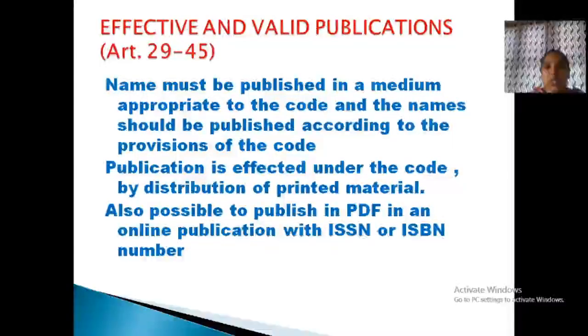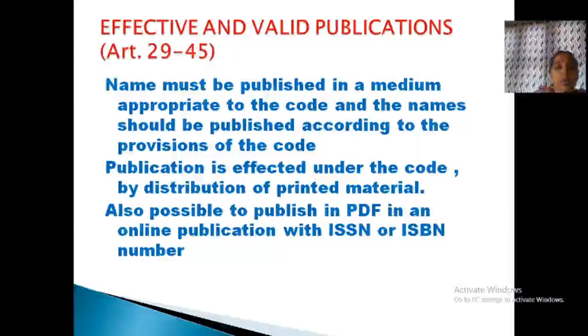I already discussed this in the principles. The name must be published in Latin. So the name must be published in a medium appropriate to the code. Up to the Melbourne Code it is restricted to Latin, but now English can be used. Clear? Now, publication is effected under the code by distribution of printed material. So, publication in printed form only. But after the Melbourne Code, it is also allowed in PDF form, online format.